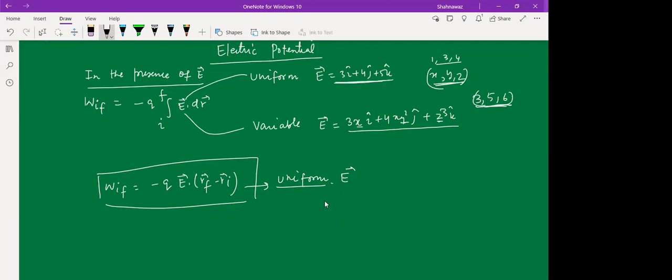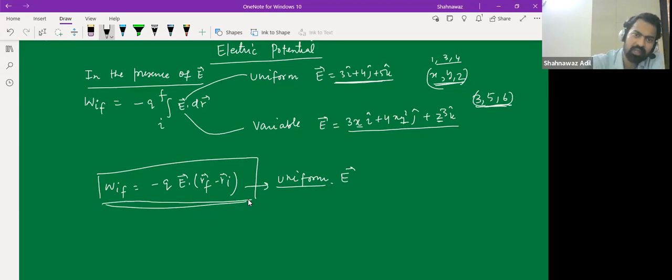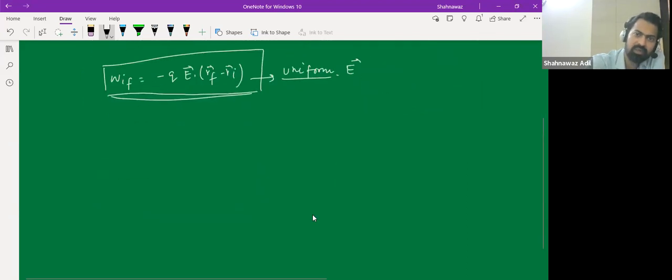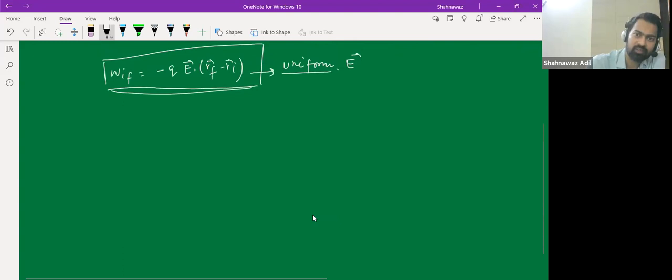Okay. So for uniform electric field, this is my work done, and I'm quickly revising whatever we have done so far. And then for the variable case, this is the same as what we talked about.